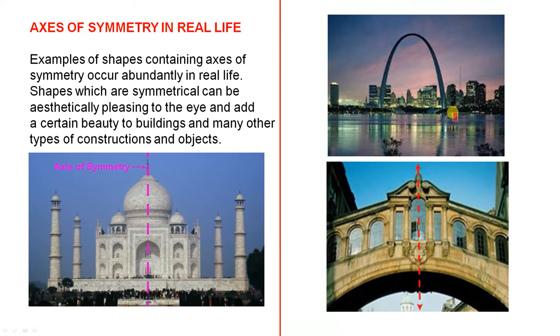Same with this arch here, very, very similar. The axis of symmetry will go through the center. So it looks beautiful because of that evenness and that axis of symmetry that exists. And here's a beautiful bridge or an arch also, where you can see that approximately one side and the other side are mirror images of each other, and you can see the beauty in that construction also. So they're just three examples of where the axis of symmetry occurs in real life, and there are many, many other examples.